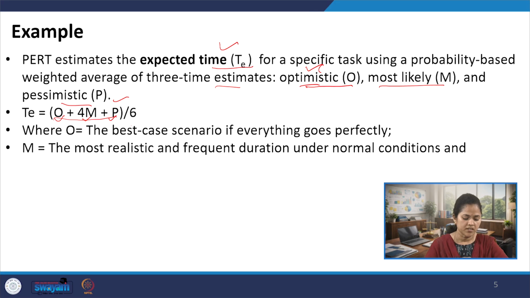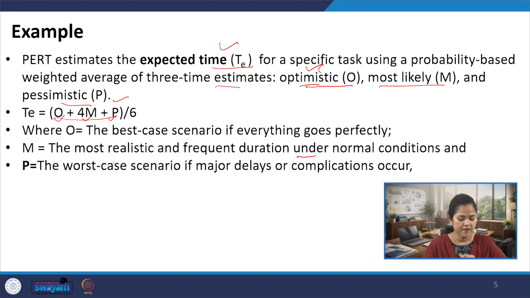Then the second one, that is M, the most realistic or frequent duration under normal conditions. So, it is most likely. And the P is the worst case scenario, that is, a case of pessimistic scenarios. If there would be delays in the major execution of the program, or there could be complications or uncertainty, a high level of uncertainty may happen.